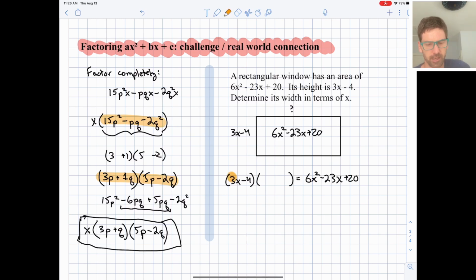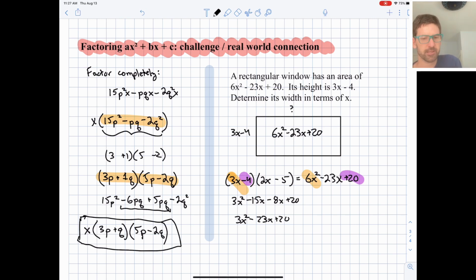So let's look at how this 3x compares to the 6x squared. Looks like this needs to be a 2x. So 3x times 2x gives us a 6x squared. Let's next look at how the minus 4 compares with the plus 20. So it looks like this needs to be a minus 5 right there to multiply and get a positive 20. And now let's FOIL things out to check. 6x squared is the first two terms, minus 15x. Inners are minus 8x. Lasts are plus 20. Yep, looks like it checks out.